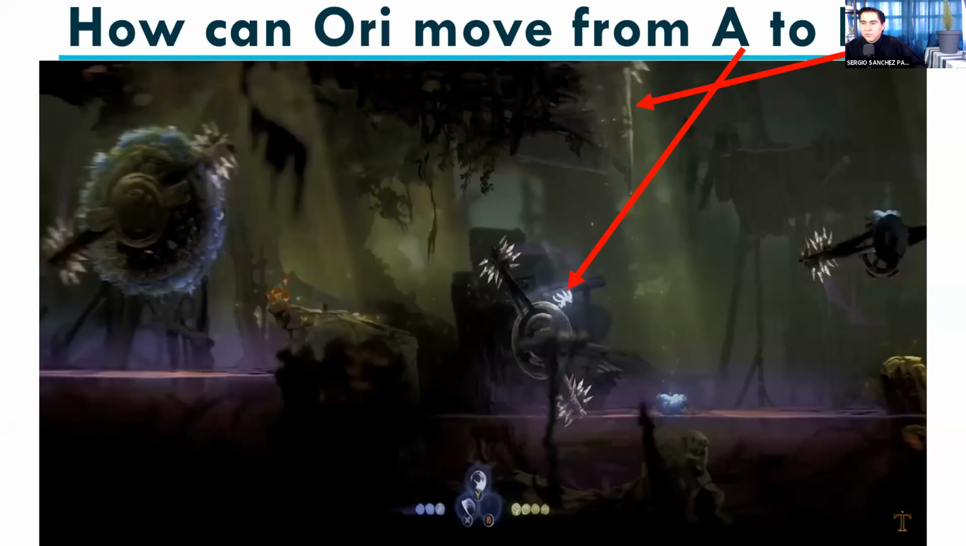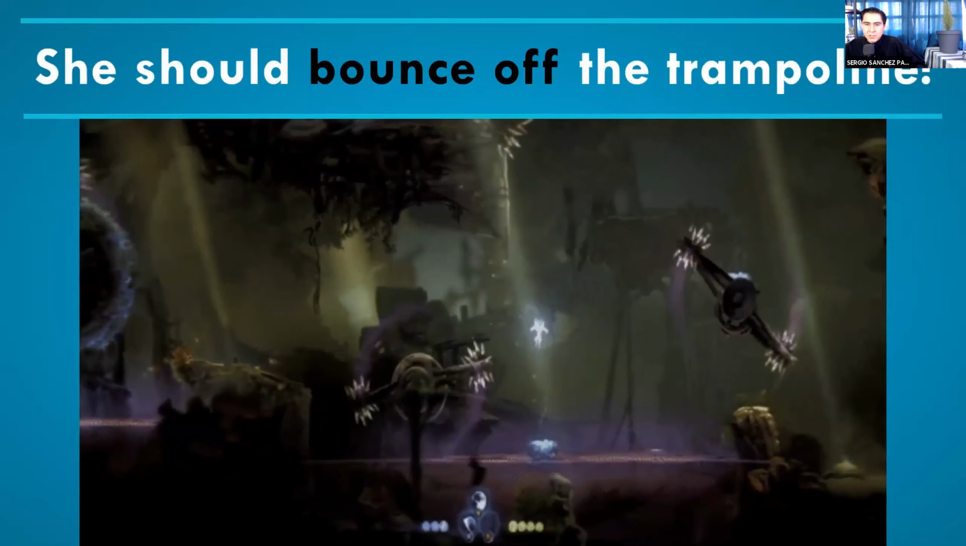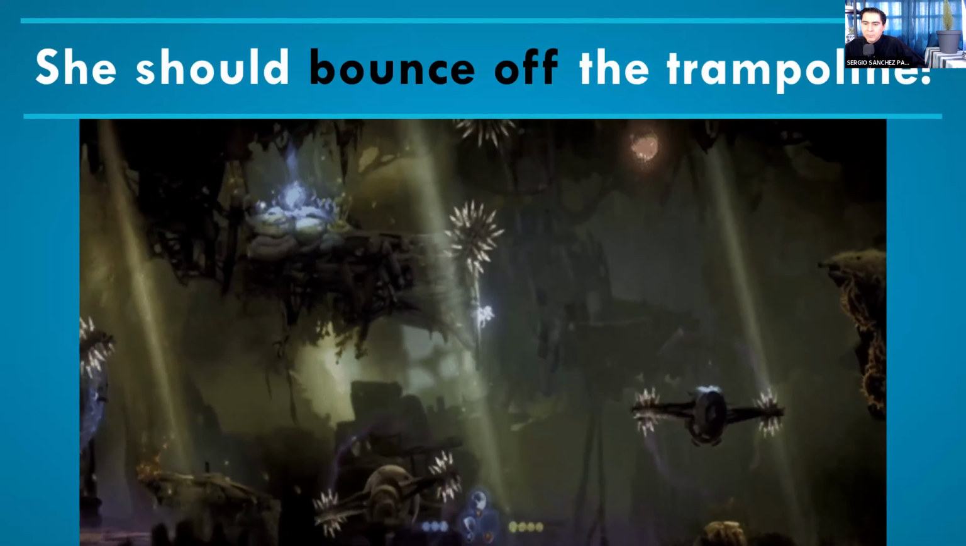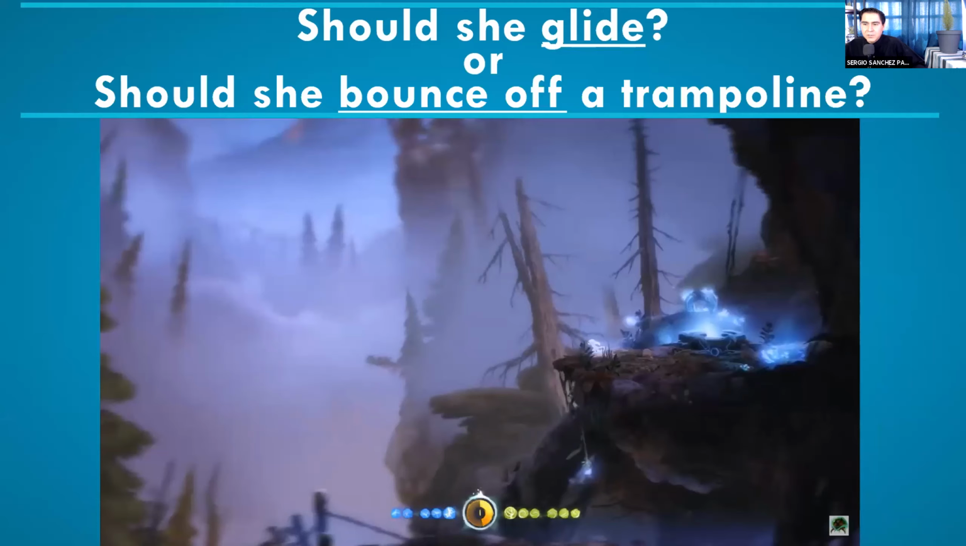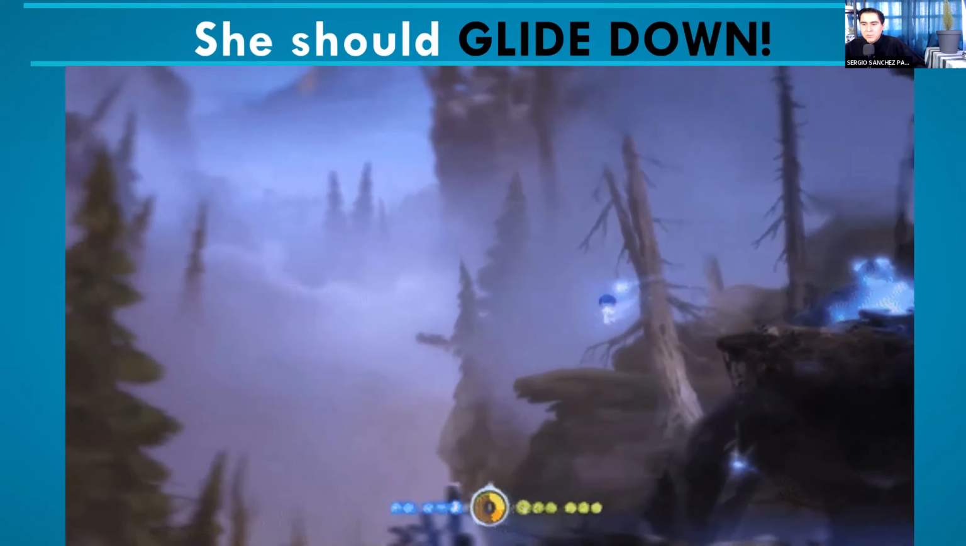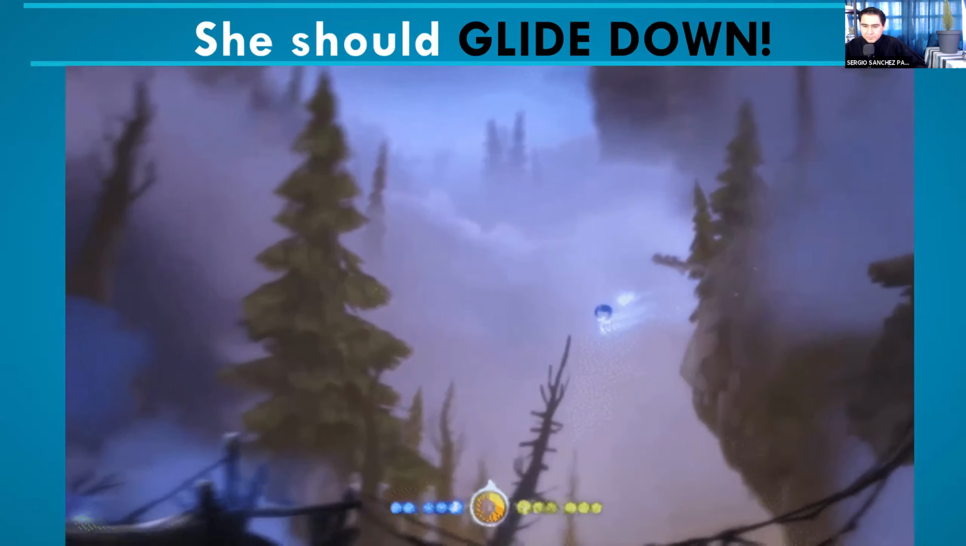Next, how can I move from A to B? Should she glide or should she bounce off the trampoline? She should bounce off the trampoline, of course. How can I go down the forest? Should she glide or should she bounce off a trampoline? And the answer is she should glide down, as it is being shown right now.